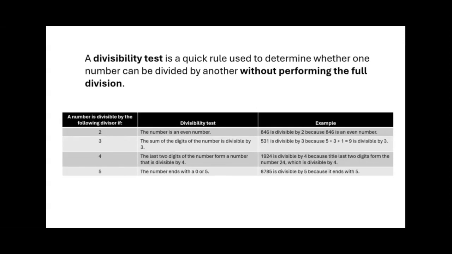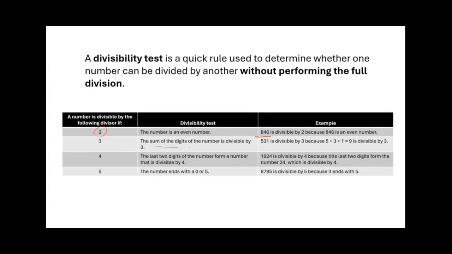I'm not gonna go over them because I'm almost at the end of the presentation, but this should be in your book. And these are quick rules. For example, to know if a number is divisible by 2, it has to be an even number. So even numbers are always divisible by 2. For example, 846 is even, so it's divisible by 2.